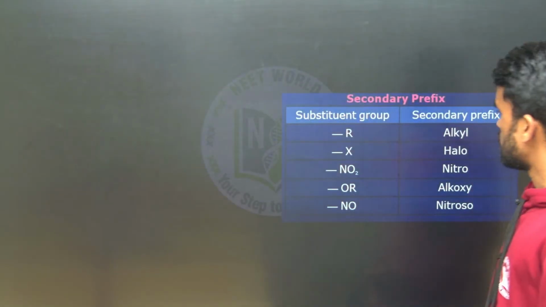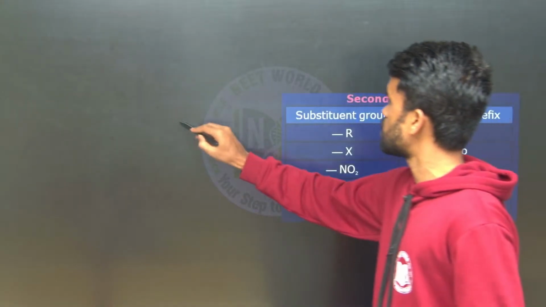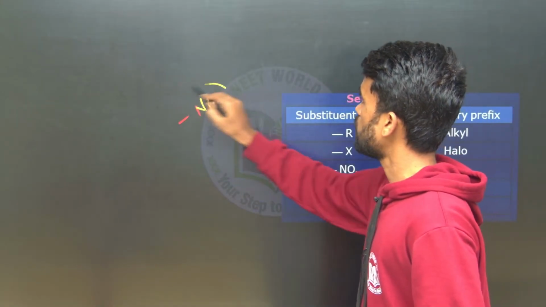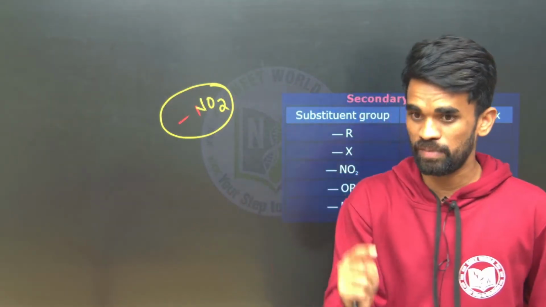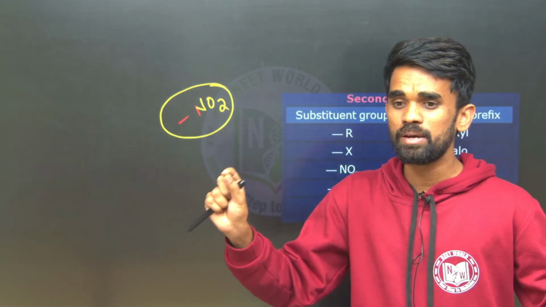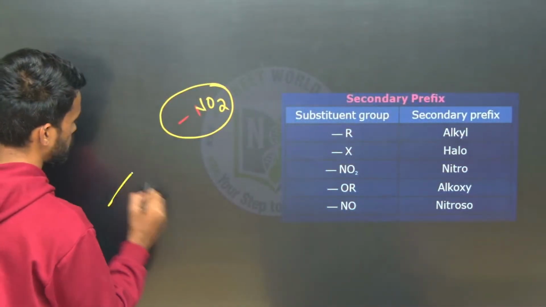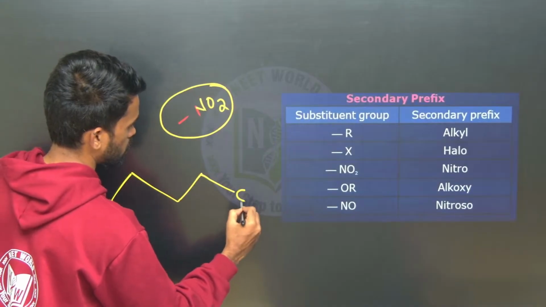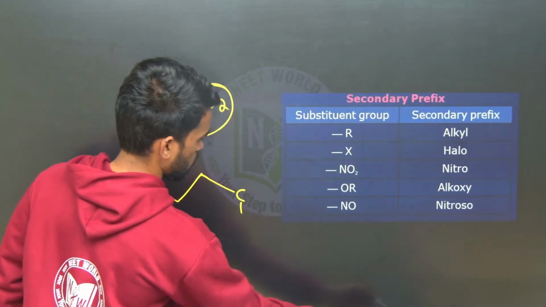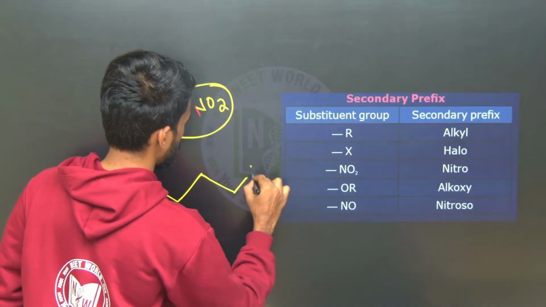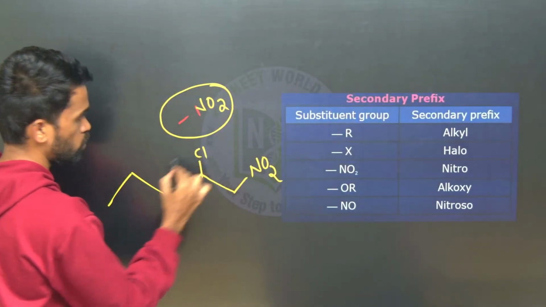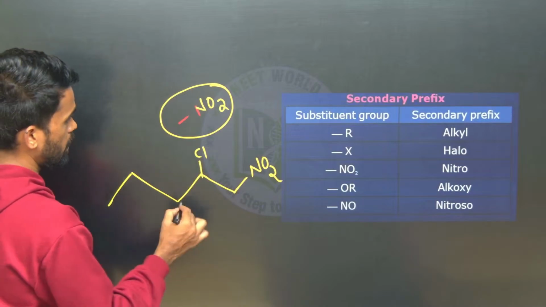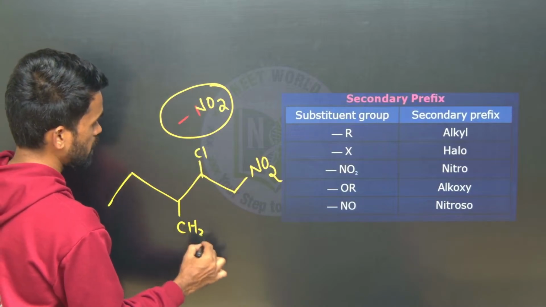Now, sir, we have other functional groups also now, something like nitro group. Yes, nitro group is also a functional group, but that cannot be written as suffix. It's always mentioned as a prefix. For example, here I have nitro group, here I have chloro group, okay, and here I have methyl group. Tell me the name of this compound.